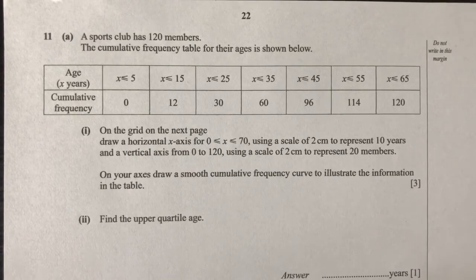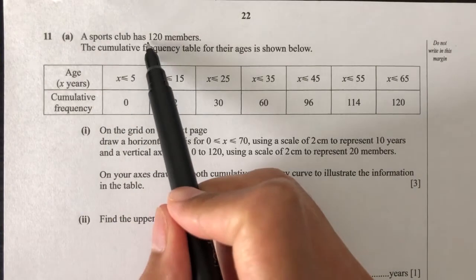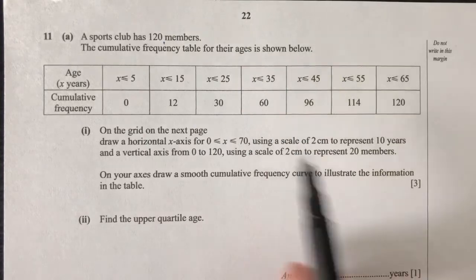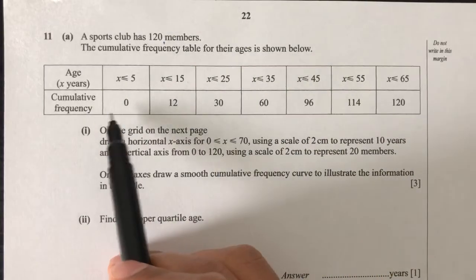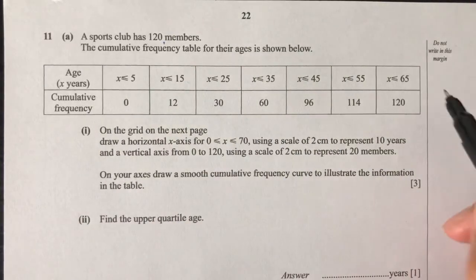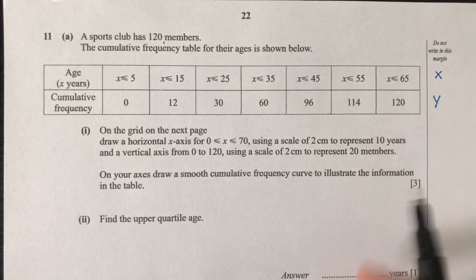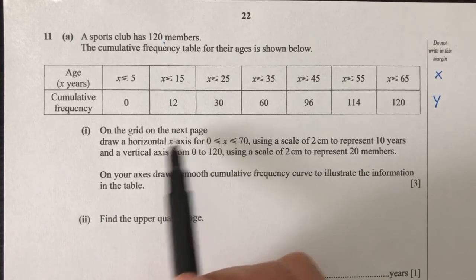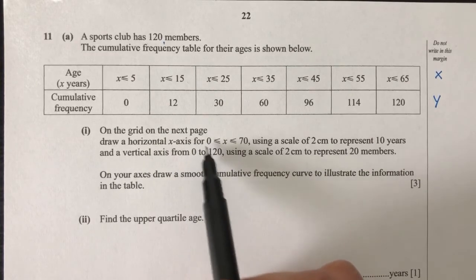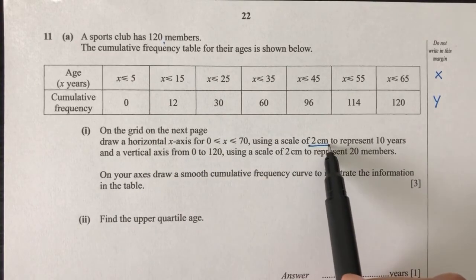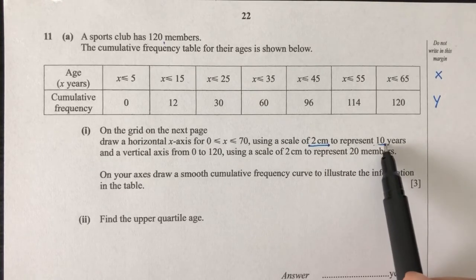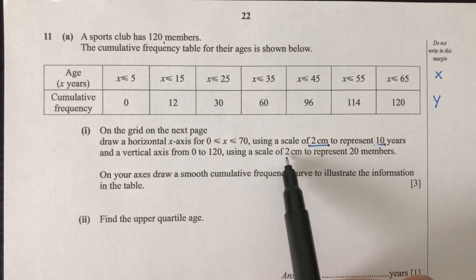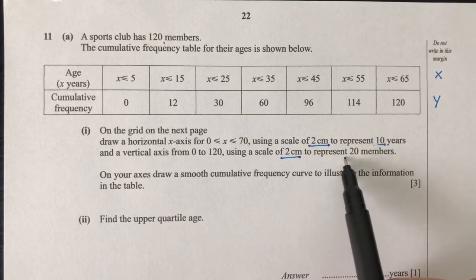Question number 11, part A. A sports club has 120 members. The cumulative frequency table for the ages is shown below. So we have the ages here and the cumulative frequency here. This is x and y for when you have to draw the graph. Now on the grid on the next page, draw the axis for x using 2 centimeters to represent 10 years, and for the vertical axis using 2 centimeters to represent 20 members.